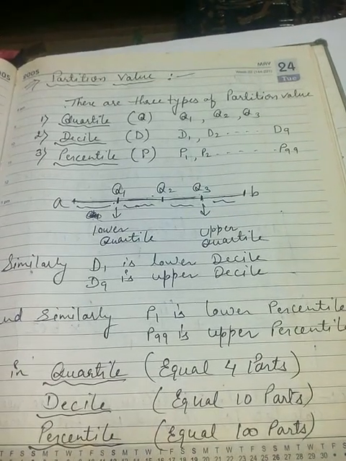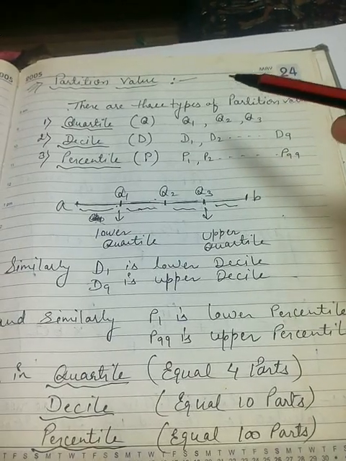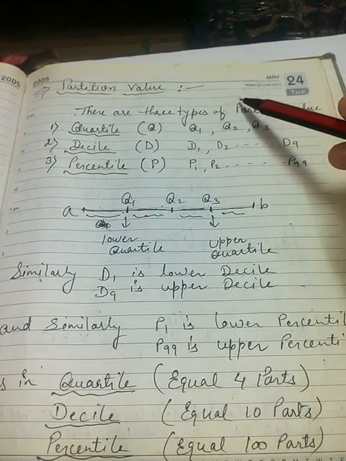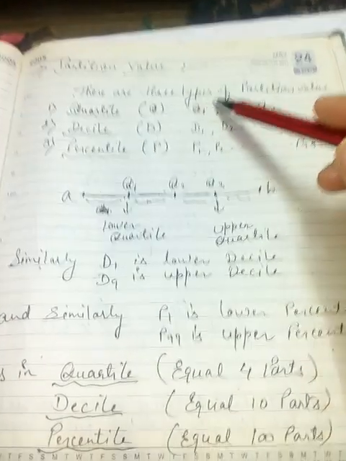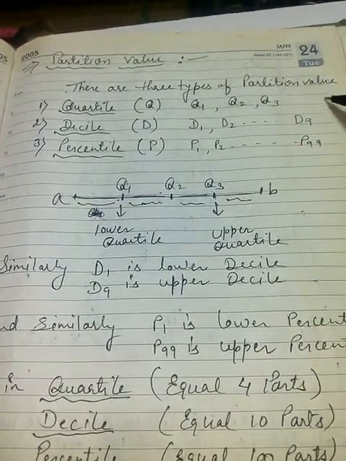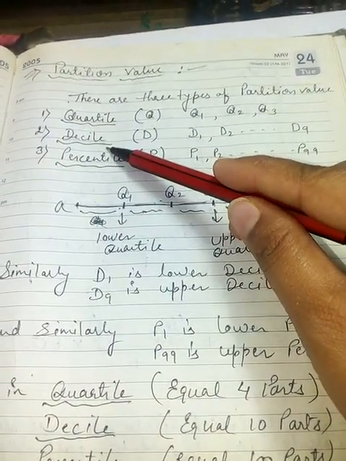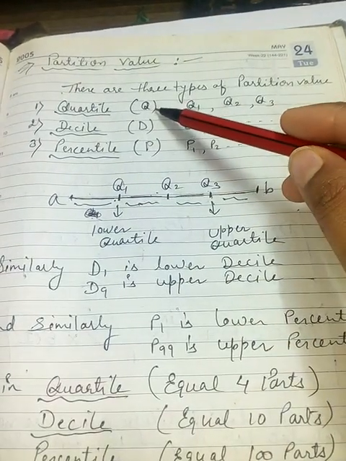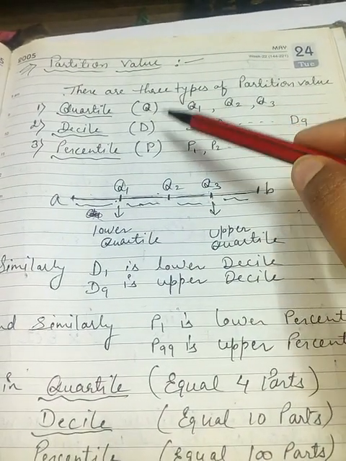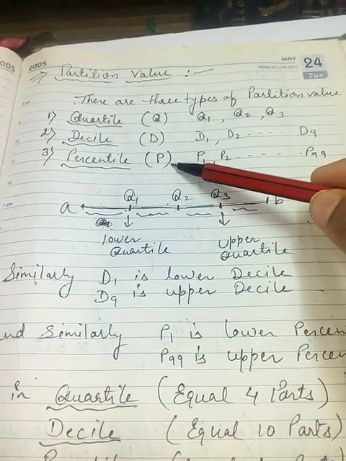Good morning, students. Today we are going to discuss a topic in statistics: partition value. There are three types of partition values. First is the quartile, second is decile, and third is percentile. The quartile is denoted by Q, decile is denoted by D, and percentile is denoted by P.